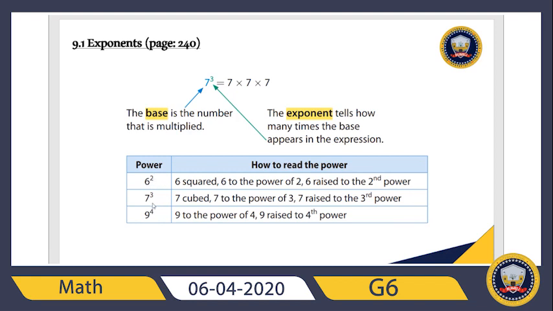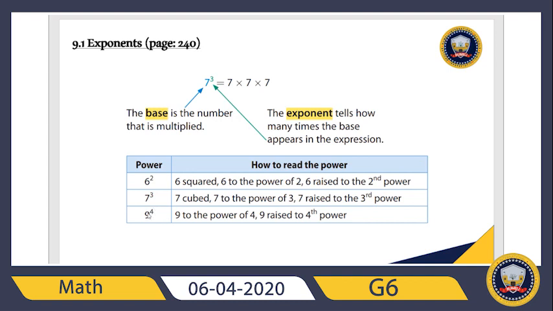Now what about this? We can read it 7 cubed. Remember when we were speaking about the volume? We were saying inch cubed, centimeter cubed, feet cubed. It is the same, so we say 7 cubed, or 7 to the power of 3, or 7 raised to the third power. What about this one? We can read it 9 to the power of 4, or 9 raised to the fourth power. 9 is called the base and 4 is the exponent. What does exponent mean?